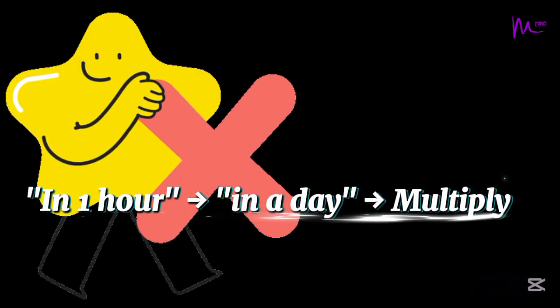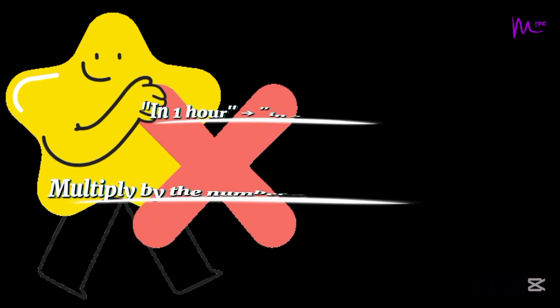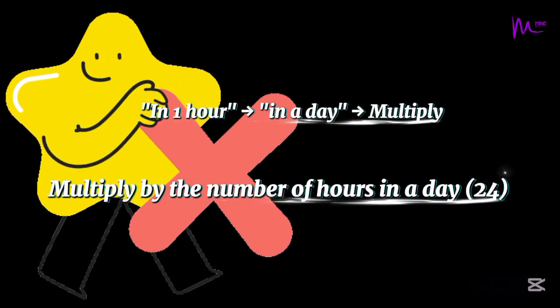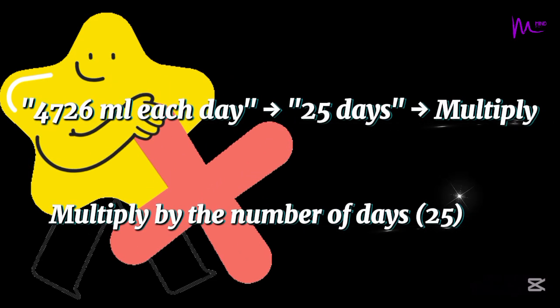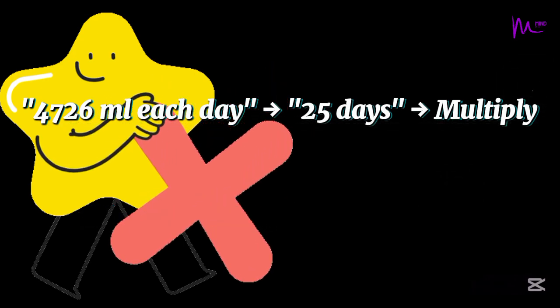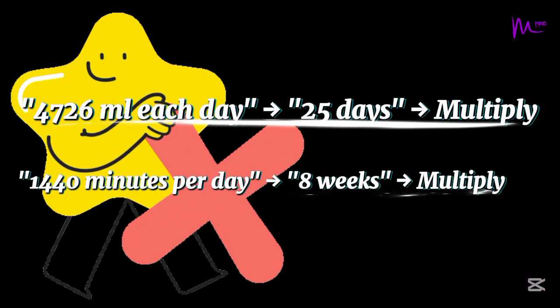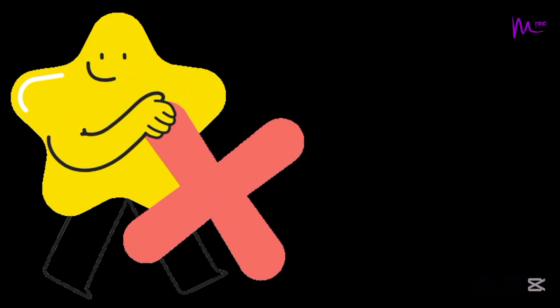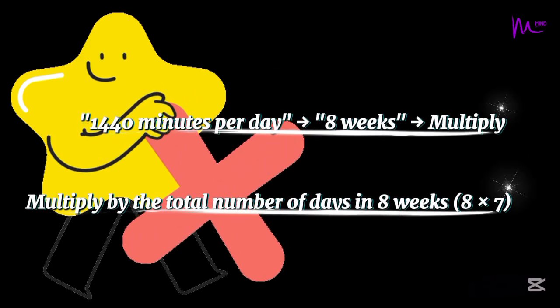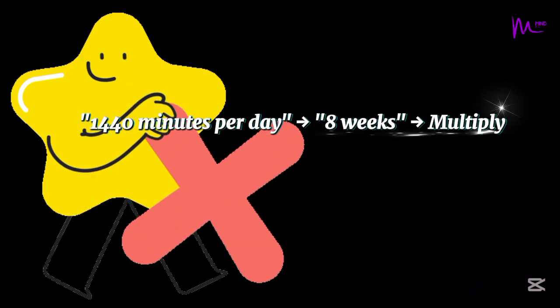Examples like: in 1 hour, convert into in a day, then multiply. Multiply by the number of hours in a day, 24. 4,726 milliliters each day, convert into 25 days, then multiply. Multiply by the number of days, 25. 1440 minutes per day, convert into 8 weeks, and then multiply. Multiply by the total number of days in 8 weeks, 56.